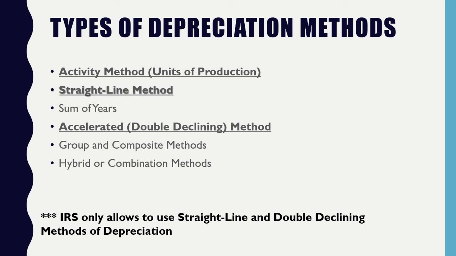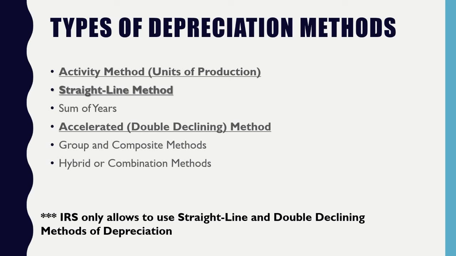We're going to talk about the first one. I'm going to go over all of them. So obviously the first one's going to be the activity-based method, also known as the units of production, which is the one that we're going to be talking about today. And this one's going to be based on, again, activity. How much can it produce? I'll explain more about it in a second.